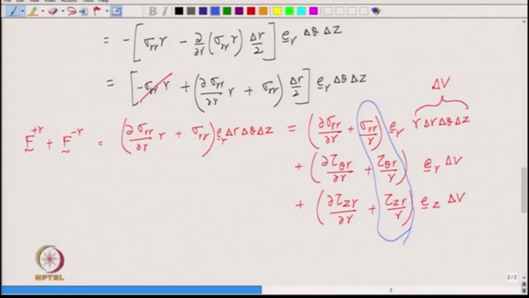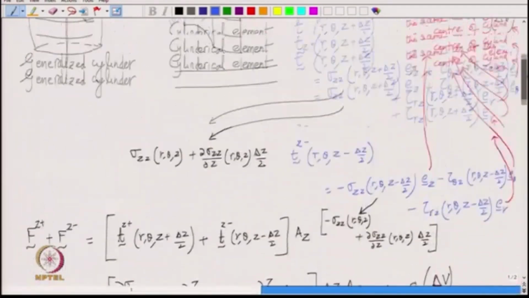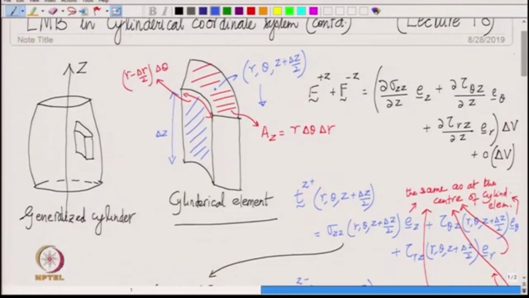In the Cartesian coordinate system, we only get the derivative term, but here we are also getting the extra term. Why is this happening? It is because in the cylindrical element, the area of the plus r plane and minus r plane are not the same. For a cuboid element, the area of the opposite faces is always the same, right. But here, for the plus r and minus r, the area is different. Therefore, we get an extra term.